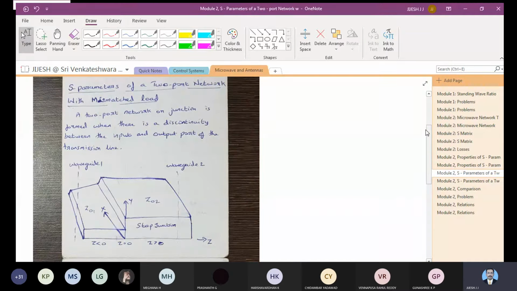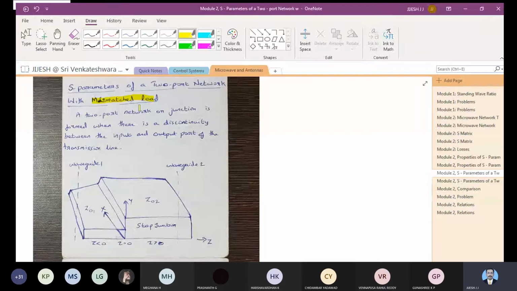So when you are taking the S parameters of a two-port network with a mismatched load, you can see that we are focusing on the mismatched load. So what does mismatched load mean? Imagine that you have a bigger pipe and you are allowing water to flow. With one single pipe, it is almost like a matched load. But imagine you have a bigger pipe and then you suddenly switch over to a small one. There will be a lot of disturbance at the junction, because the flow is different in both places.